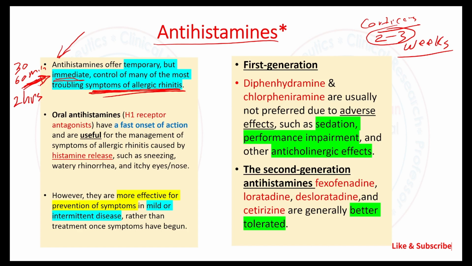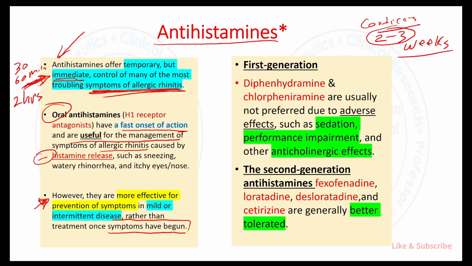So antihistamines are available in two main forms. Here we talk about oral antihistamine, which has a fast onset of action and is useful for management of allergic rhinitis by inhibiting histamine release. It is more effective in the prevention of symptoms of mild or intermittent disease than in treatment once the symptoms have begun. So it is very important when you prescribe this medication, as it prevents any further release of histamine.